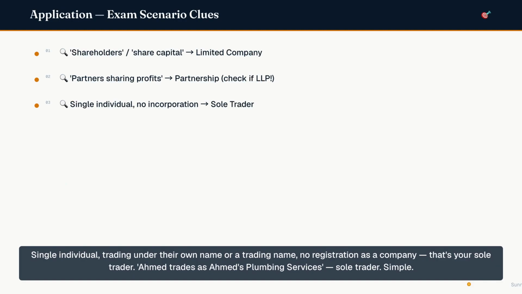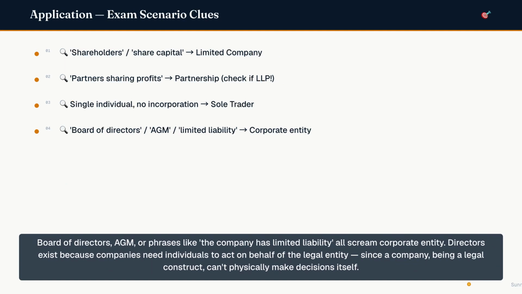Single individual, trading under their own name or a trading name, no registration as a company, that's your sole trader. Ahmed trades as Ahmed's Plumbing Services: sole trader. Simple. Board of Directors, AGM, or phrases like "the company has limited liability" all scream corporate entity. Directors exist because companies need individuals to act on behalf of the legal entity, since a company, being a legal construct, can't physically make decisions itself.